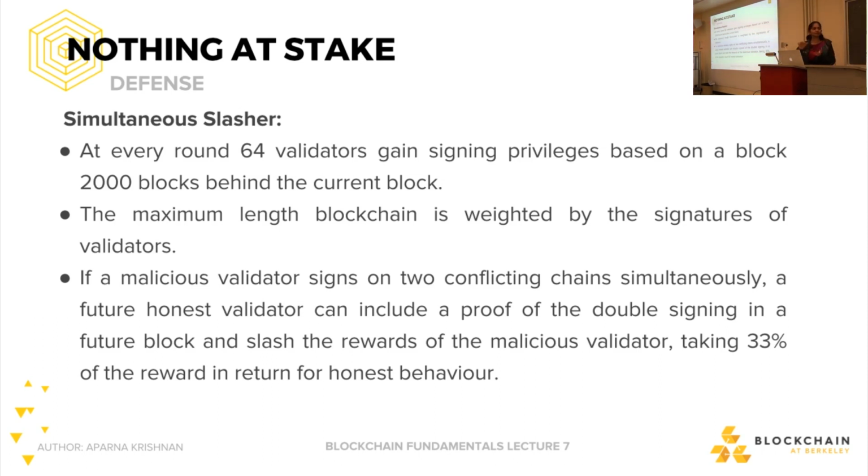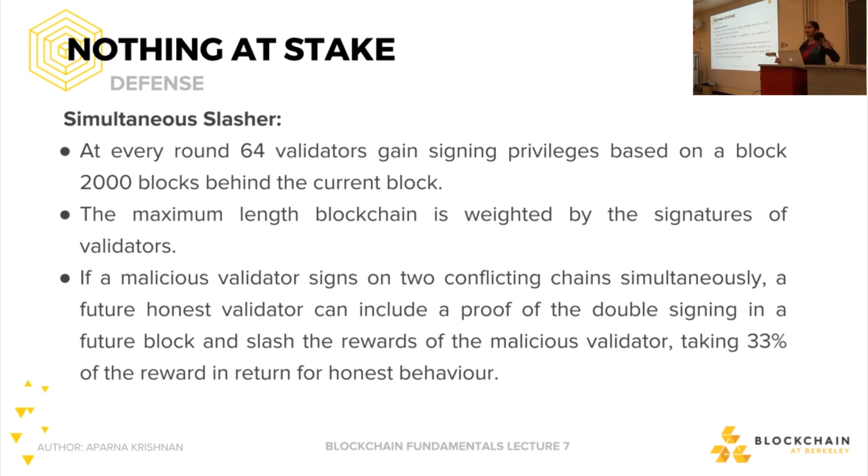And these validators are chosen 2,000 blocks in advance. Now the longest blockchain is chosen based on the weight of the signatures on each of the forks. So if fork A has more signatures, then fork A becomes the longest and most accepted blockchain. Now if the malicious actor tries to sign on 2 simultaneous forks, then a future honest validator could call him out on it and include a proof of double signing in his future block.